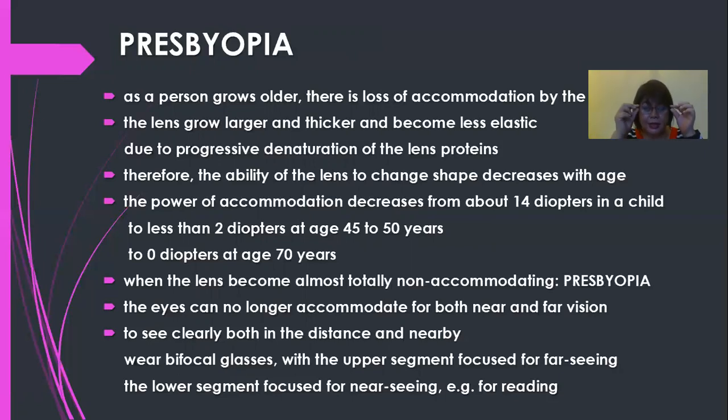Yes, class, I'm already progressing to presbyopia.